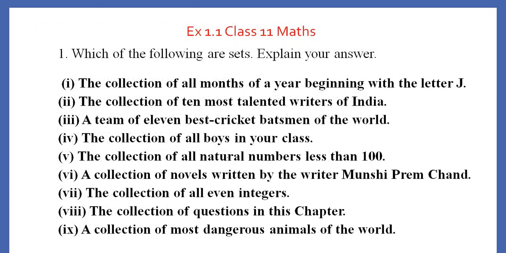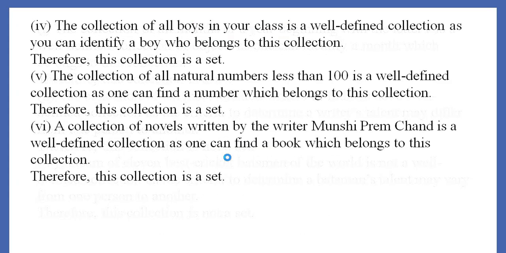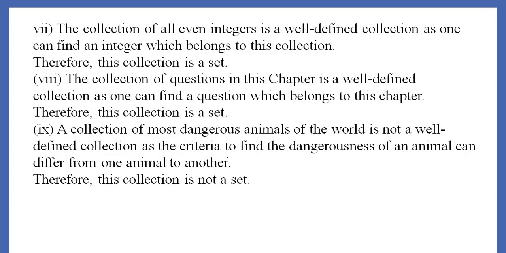Now move to the next question. Question number 7. The collection of all even integers. That collection is also a well-defined collection of distinct objects, because the even integers are plus minus 2, plus minus 4, plus minus 6. So one can easily find an integer from this collection. Therefore this collection is a set.